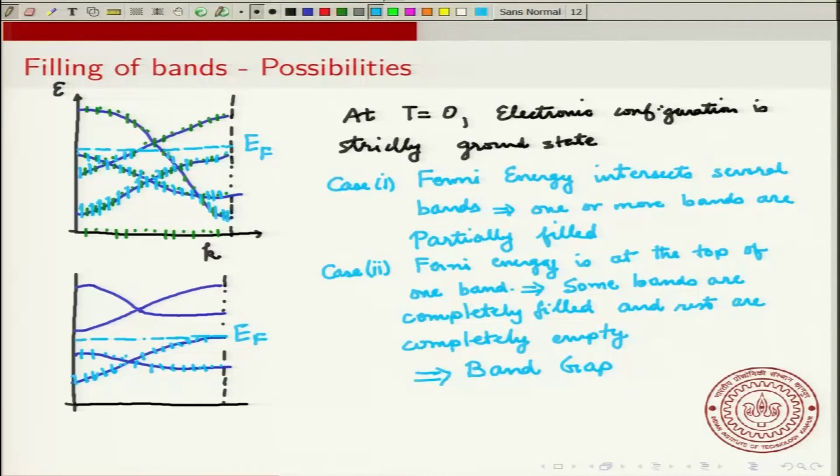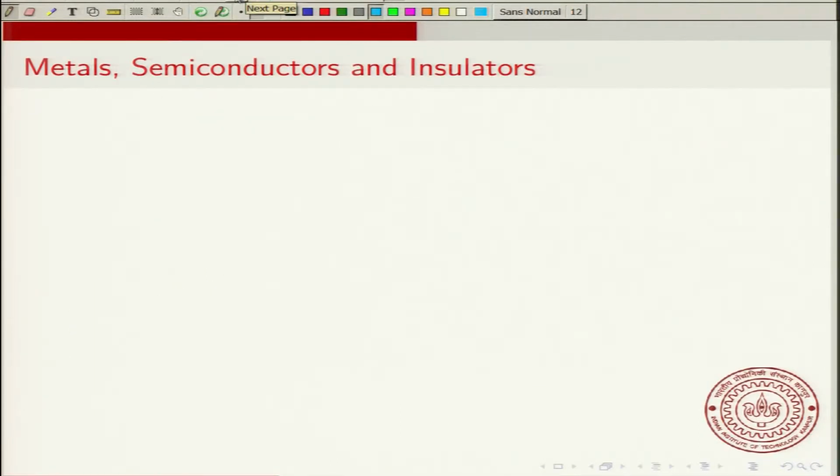So now we can see that these two cases, case 1 where the Fermi energy intersects several bands and case 2 where the Fermi energy is at the top of a band, will have fundamentally different electrical properties. So let's now look at the electrical properties. The first case corresponds to a metal, or more precisely a conductor.